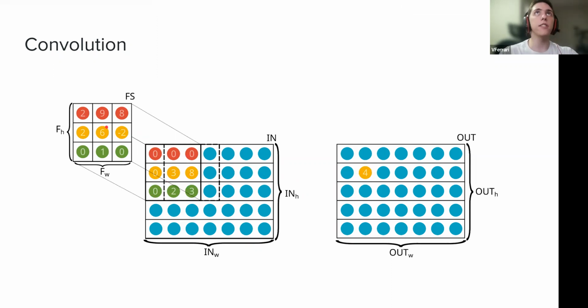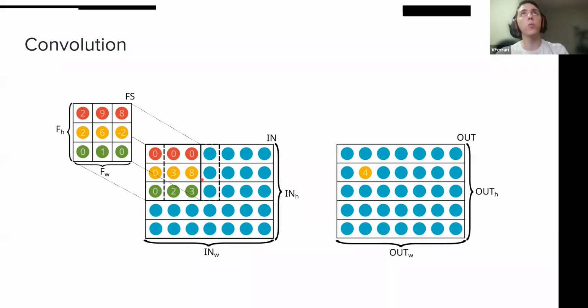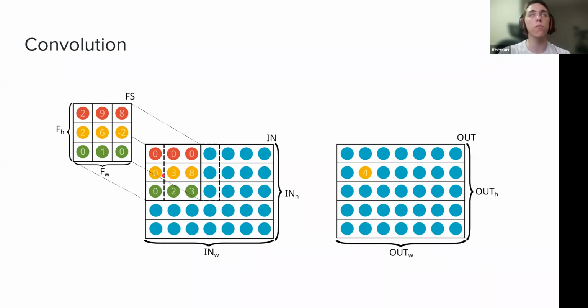In this case, we have, for example, 6 times 3 plus -2 times 8 plus 2 times 1, and then you add everything up and you get 4, which is this output result right here. When you go to the next window, you go to the right one element. In this case, the stride is 1, so you go to the right one element, and then you do the same thing, and you compute this element right here, for example. So this is how a convolution is computed.